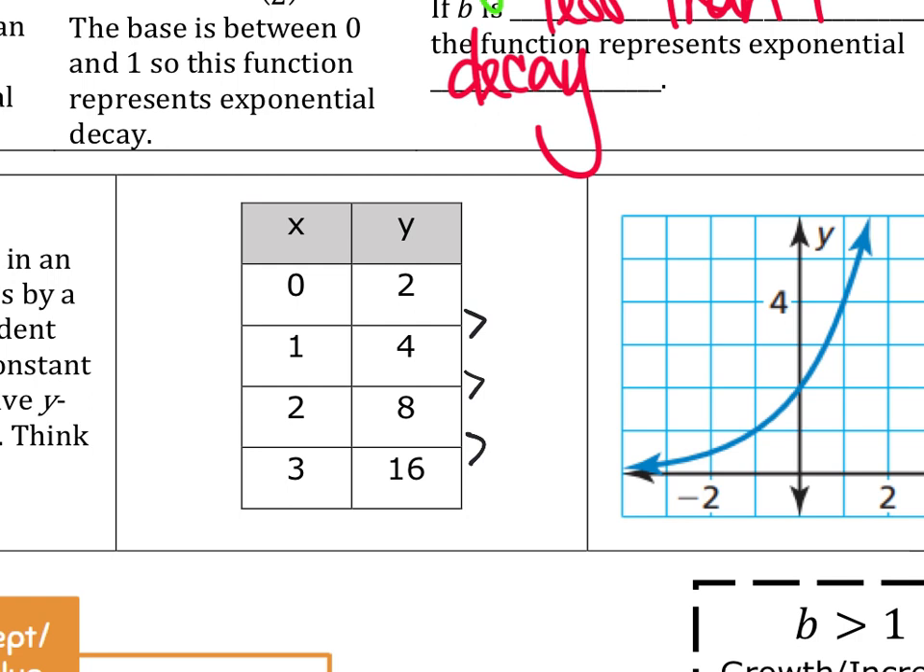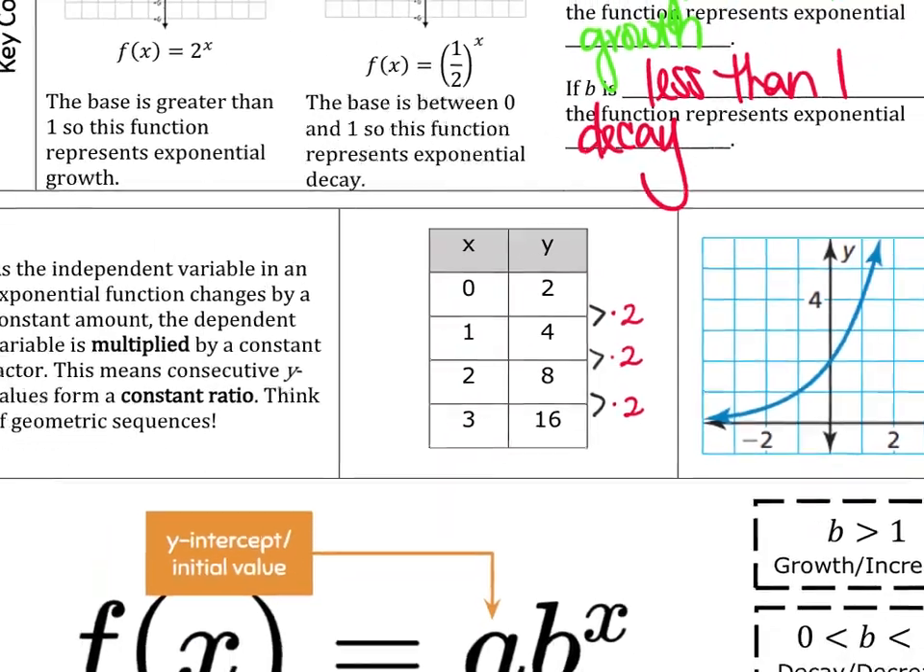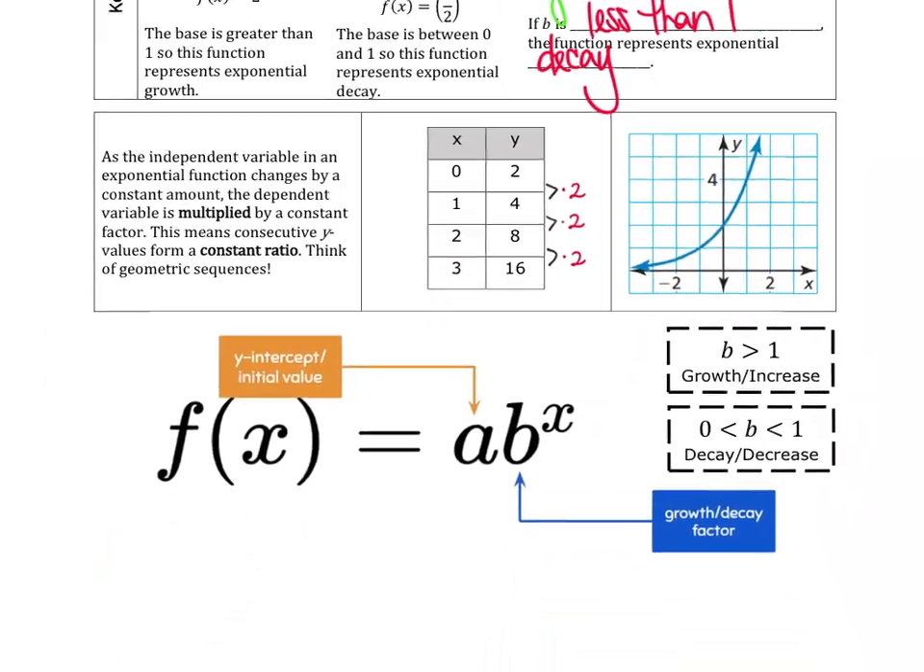If you want to find the constant value, just like we did with geometric sequences, you say 2 times a number is going to give you 4. Well, 2 times 2 equals 4. If it's constant, it has to be the same number. So let's check. 2 times 2 is 4, 4 times 2 is 8, and 8 times 2 is 16. That is the common ratio that we have.